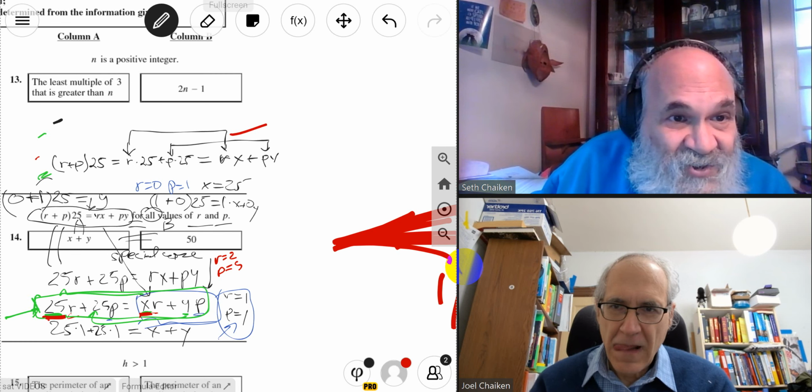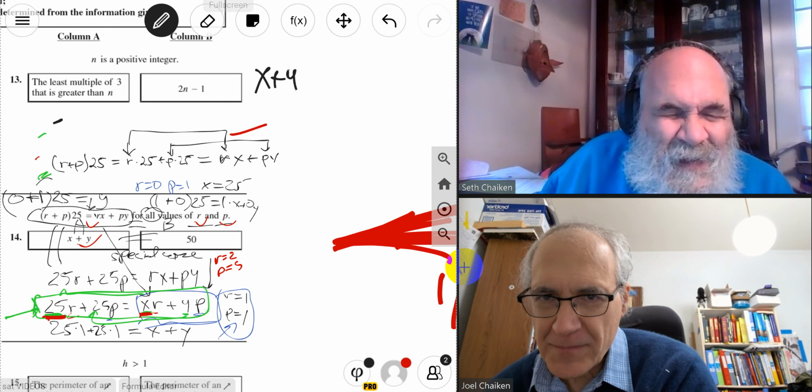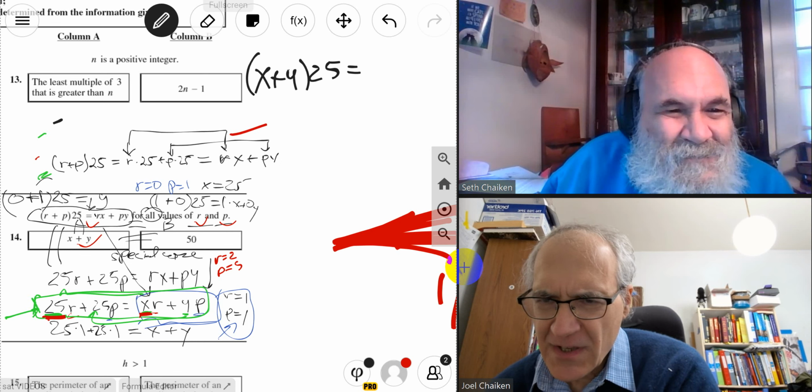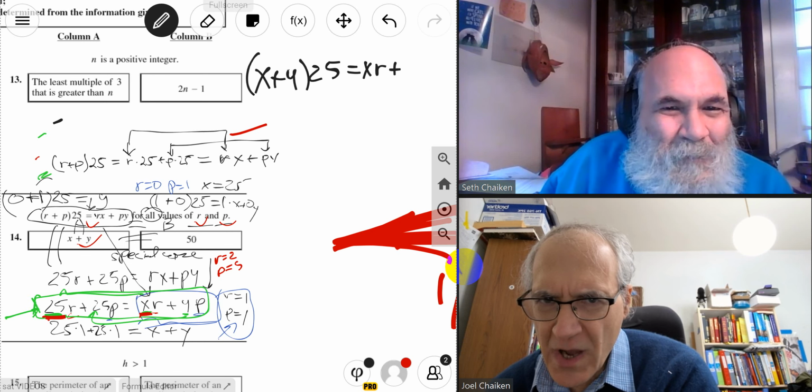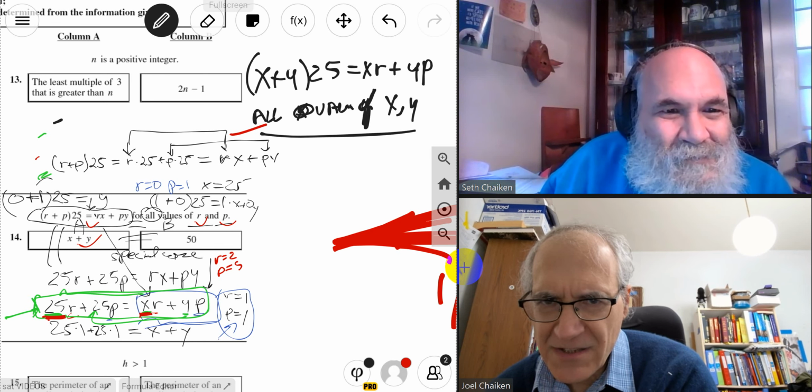It entails changing this equation, right? So let me change these two things, and changing X plus Y. I'll do it. X plus Y plus 25 is equal to XR plus YP for all values of X and Y. Is that right? Yeah. All values of X and Y. So is that easier to understand?